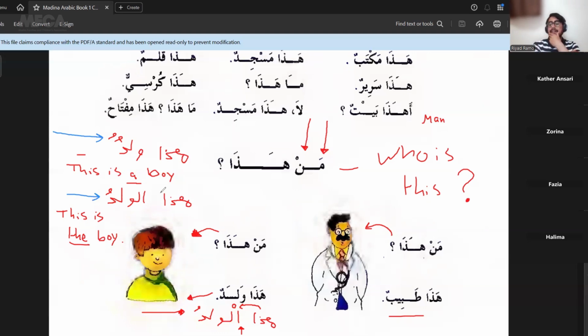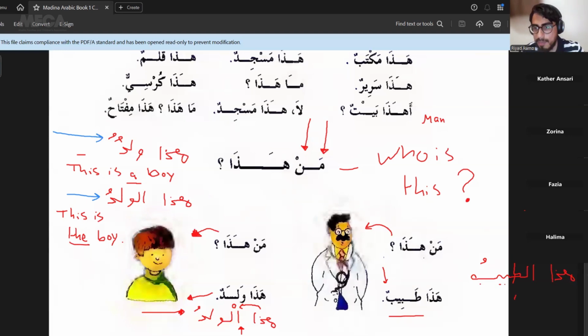Hada tabibu. So هذا طبيب. This is a doctor. So how would I write it? Hada at-tabibu. How to be the doctor. Tabibu. Remember, we talked about this letter, ta.